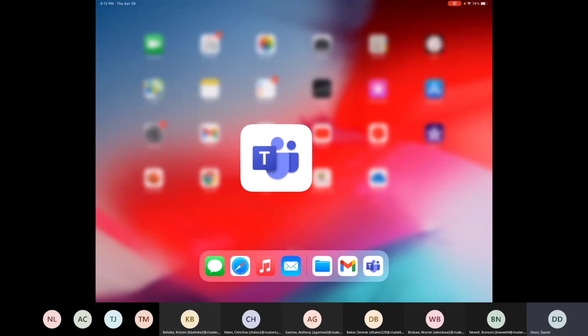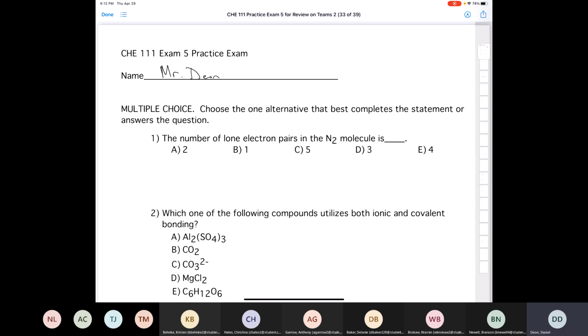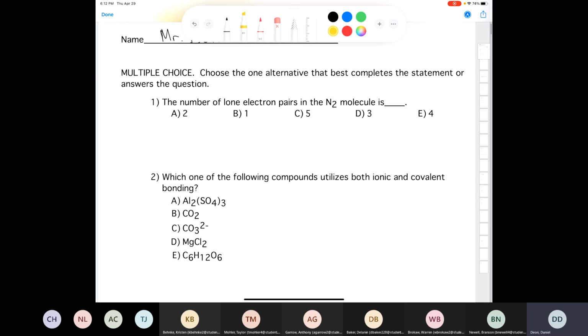All right, Chemistry 111. This is practice exam 5. It covers chapters 9 and 10 in our textbook. Okay, let's see here. Choose the best answer. Multiple choice. Question number 1.